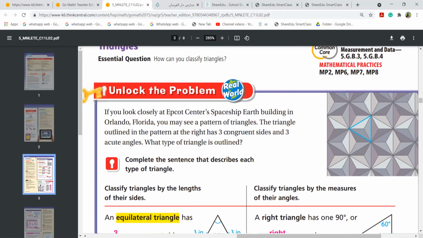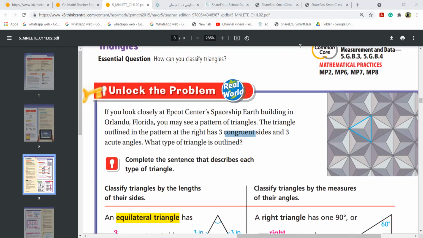When I say the word congruent, what did I teach you? When I say the word congruent, that means it has equal sides. The length is equal and the angles are equal. Same angles and same sides. This means congruent. And 3 acute angles. What type of triangle is outlined?